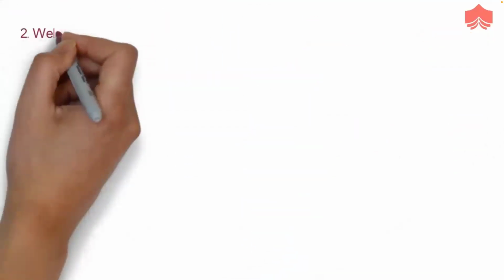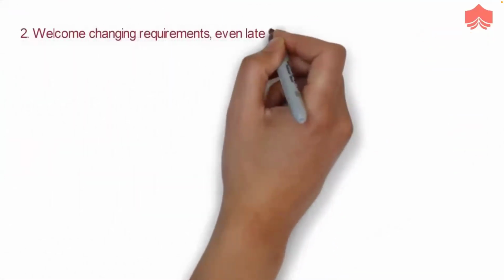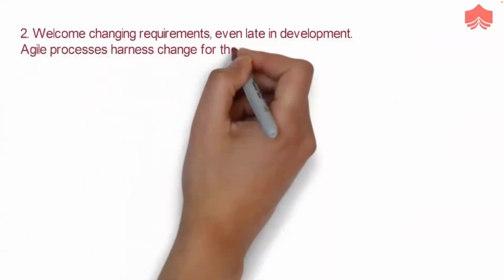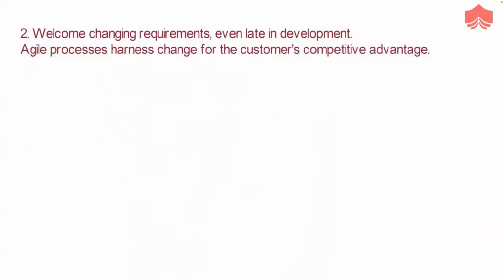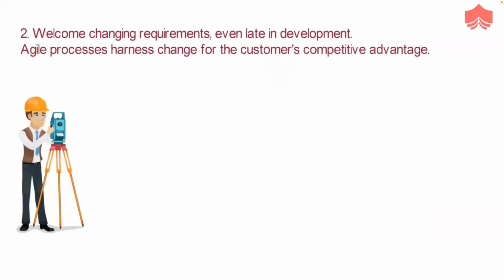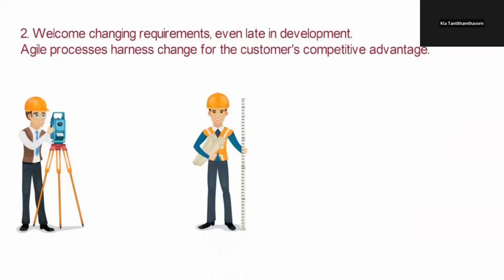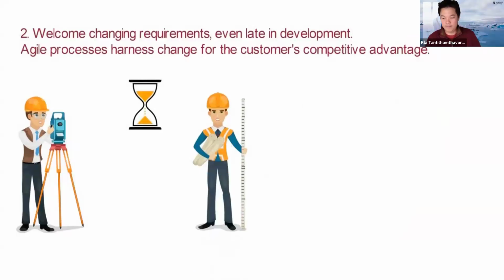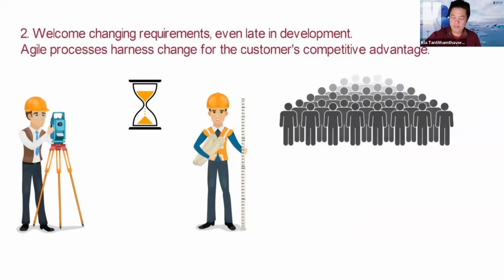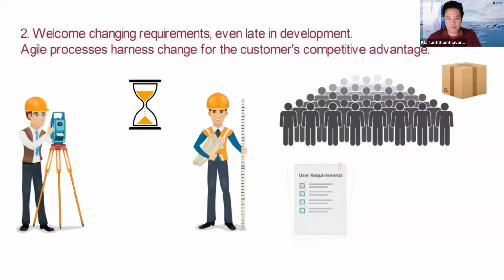Second principle. Welcome changing requirements even late in development. Agile processes harness change for the customer's competitive advantage. Agile believes in empiricism. We become more knowledgeable when we have spent time working on something. In the beginning, we may have a lot of knowledge, but not as much as we have after the commencement of work. Similarly, our customers understand their needs even more clearly after seeing the increment provided by us. This is why this principle welcomes changing requirements from the customers, so that the process remains empirical and the customer gets what is required to stay in the competition.